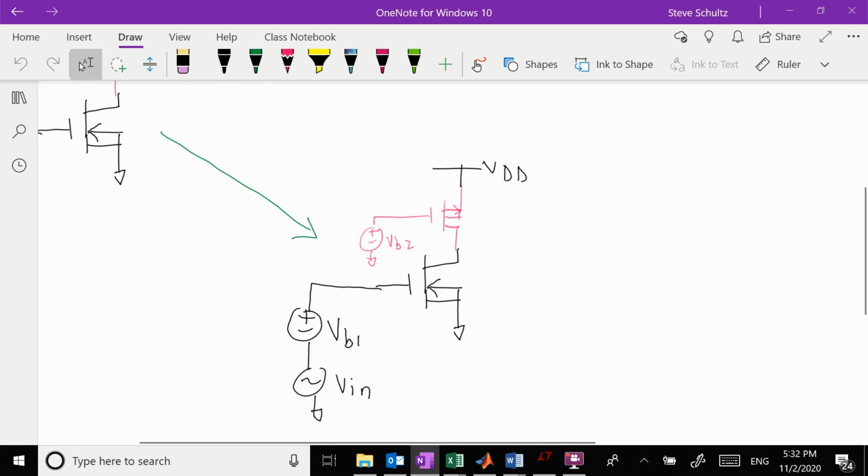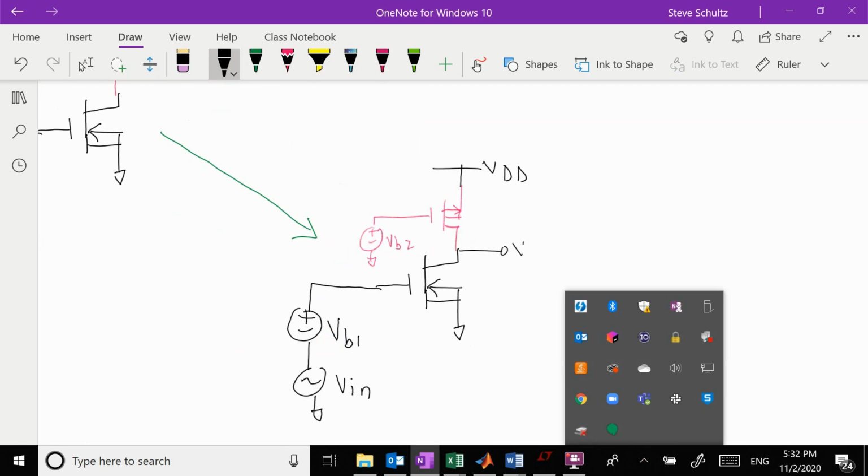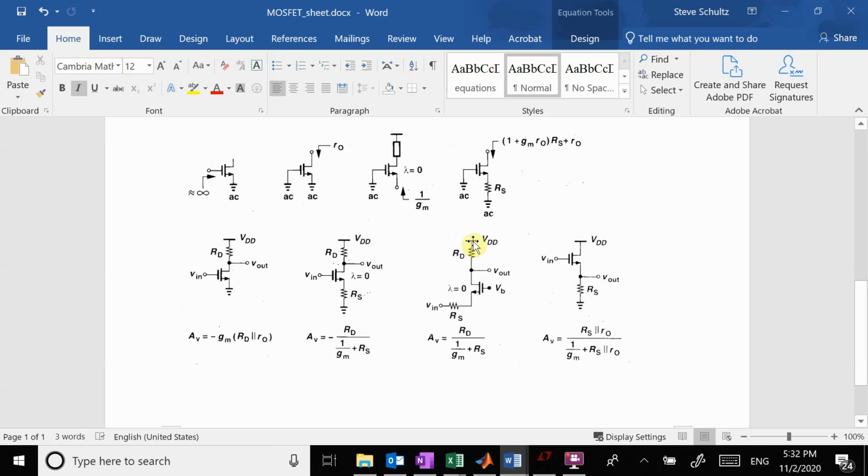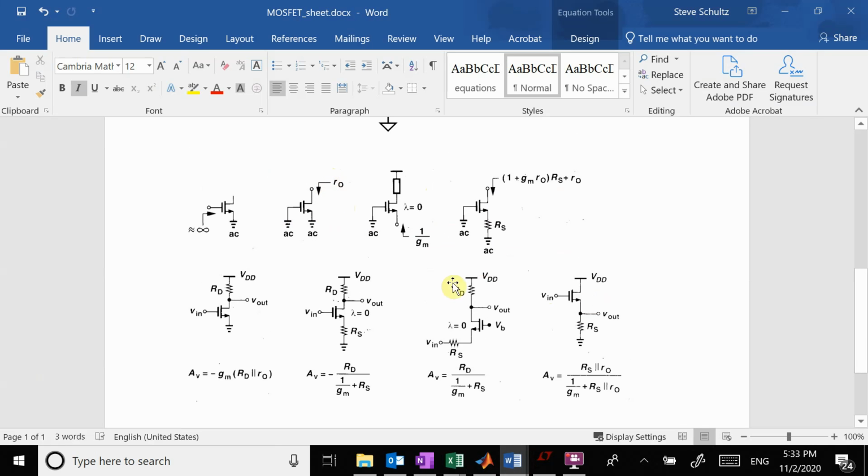Okay, so we're going to do the same thing, and we're going to take the top one. Let's put on where our output is, which is right here. And then what we're going to do is replace this top one here with a resistor. Okay, so let's go to our equation sheet. And this time we are looking into the drain, right? So we have this configuration basically right here.